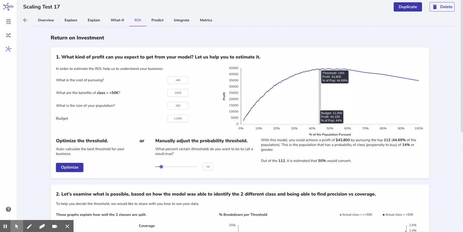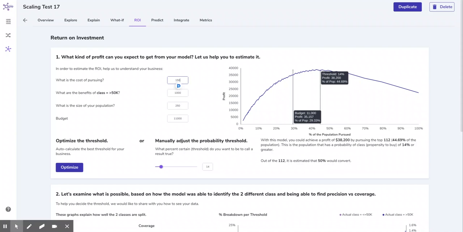Let's take a look at how this works. Let's say you know that the cost of pursuing a lead is $100 right here. And you can put whatever you want. Maybe the time of your salesperson costs you $150.